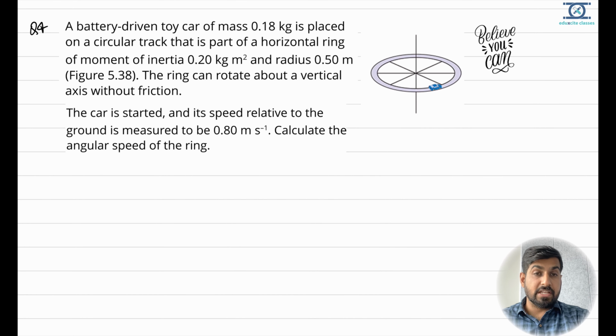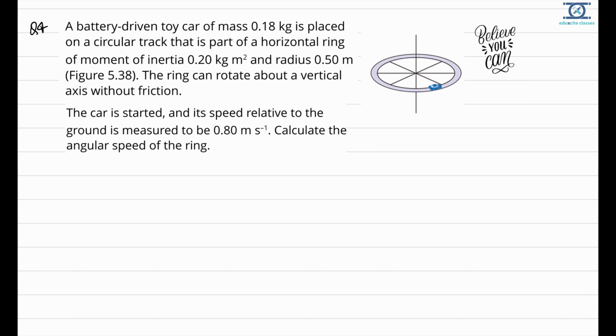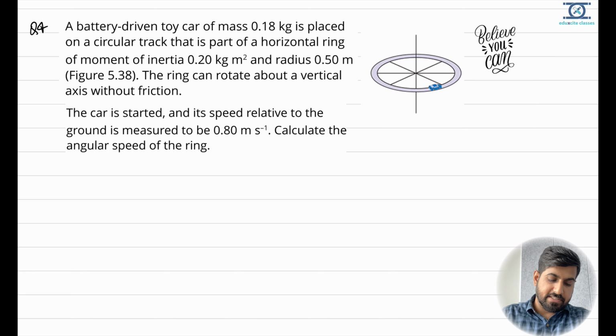Now I believe you can solve question number 4. Pause the video and solve. Yeah, this is quite easy. So we have to find out the angular speed of the ring.